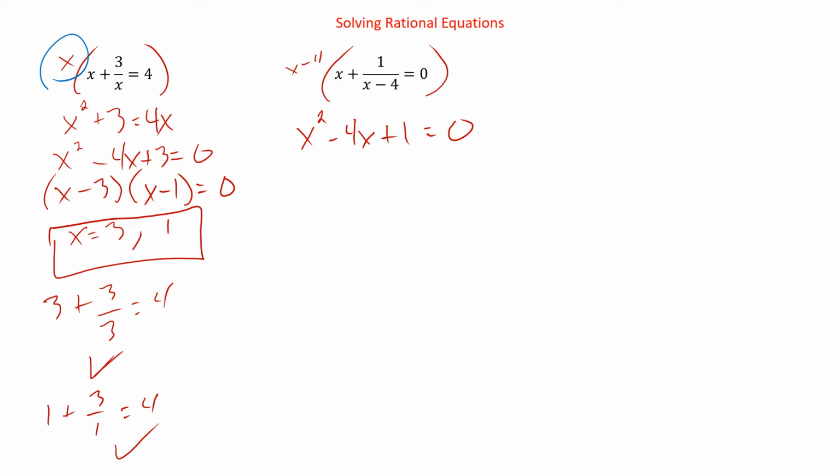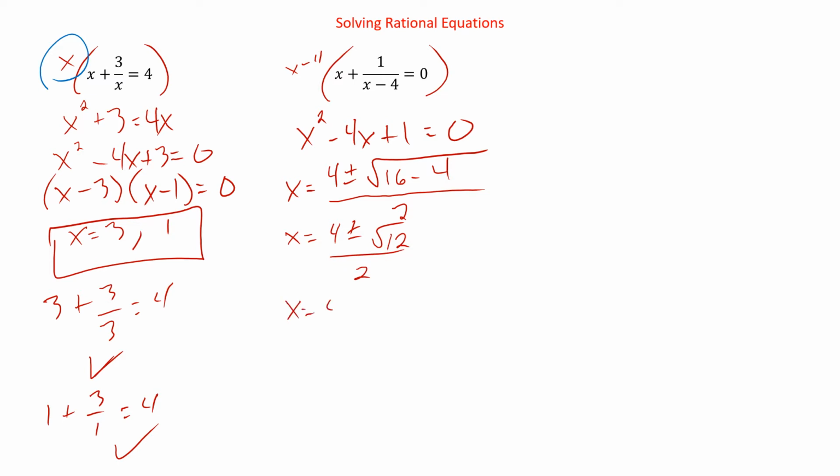but we can use the quadratic formula. So x will equal negative b, so that's 4, plus or minus the square root of b squared minus 4 times a times c, which is 1 times 1, all over 2a. So we have x equals 4 plus or minus root 12 over 2. 12 is 4 times 3, so this is 2 root 3 over 2. And then we can reduce. When we reduce, we have to make sure we do both of them. So this will be 2 plus or minus root 3.